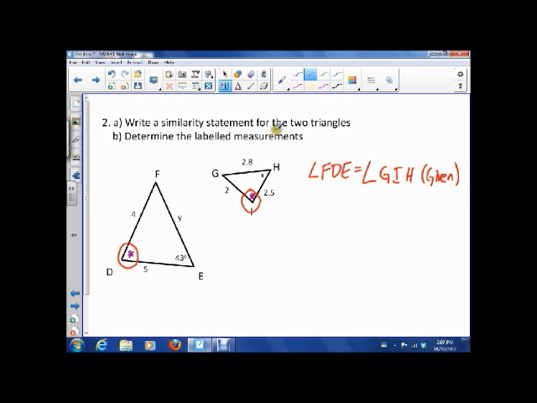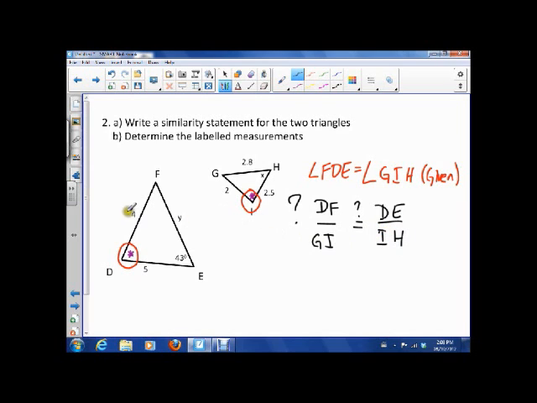The other one was side, side, side. Well, I've got 1, 2, 3 sides here, but this side's missing, so I don't have side, side, side. But I do have side, angle, side. So all we have to make sure is, do those ratios match? So now the question is, is DF over GI the same as DE over IH?